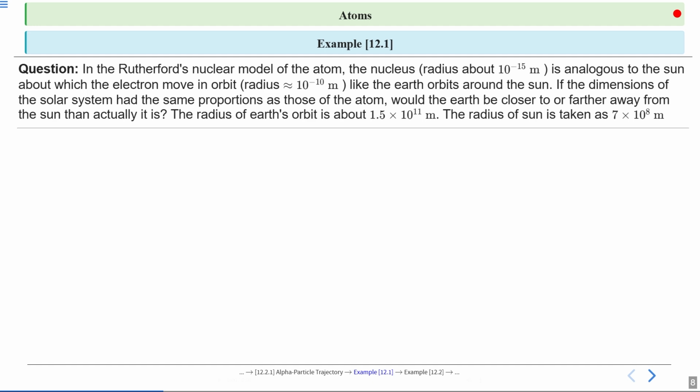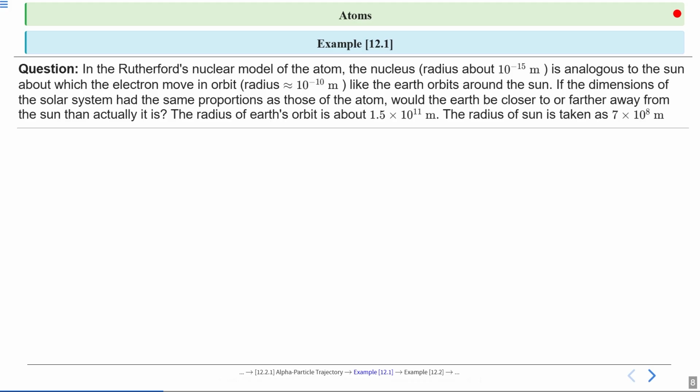Now let's see example 12.1. The question asks you to compare the size ratio of the nucleus to the atom. The radius of the nucleus is approximately 1 femtometer, that is 10 to the power minus 15 meter, or we can say 1 Fermi. In the Rutherford nuclear model of the atom, the nucleus is analogous to the sun, about which the electron moves in an orbit. The radius of the electron orbit is 10 to the power minus 10 meter, like the Earth's orbit around the sun.